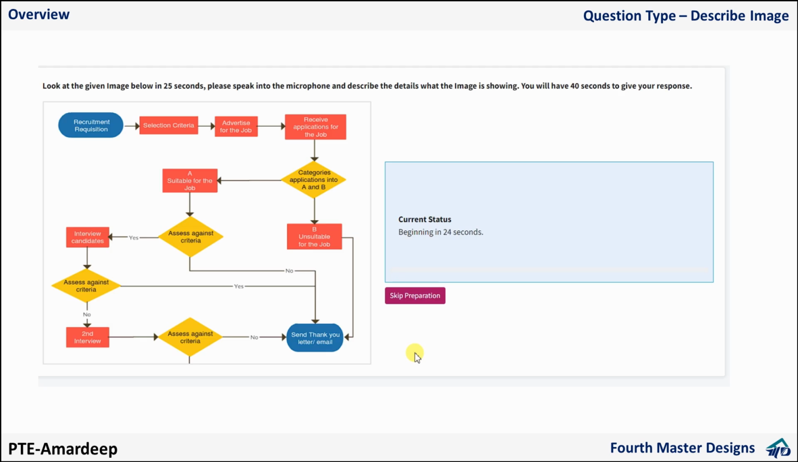In this lecture, I am going to discuss the describe image question type of the speaking module. First, we will start with the interface part first. So this is how you are going to get the question in the exam.